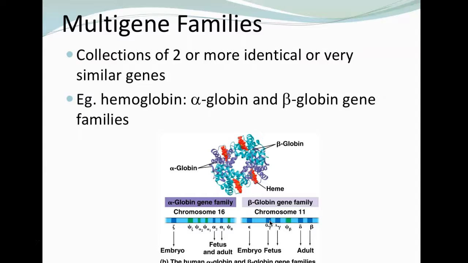This is a really complicated picture, but all I want you to notice is that an embryo has a certain type of hemoglobin, a fetus has a certain type of hemoglobin, and an adult has a certain type of hemoglobin. So you have alpha globin gene families and beta globin gene families, which are really similar genes with similar functions that are thought to have arisen through the process of transposons.